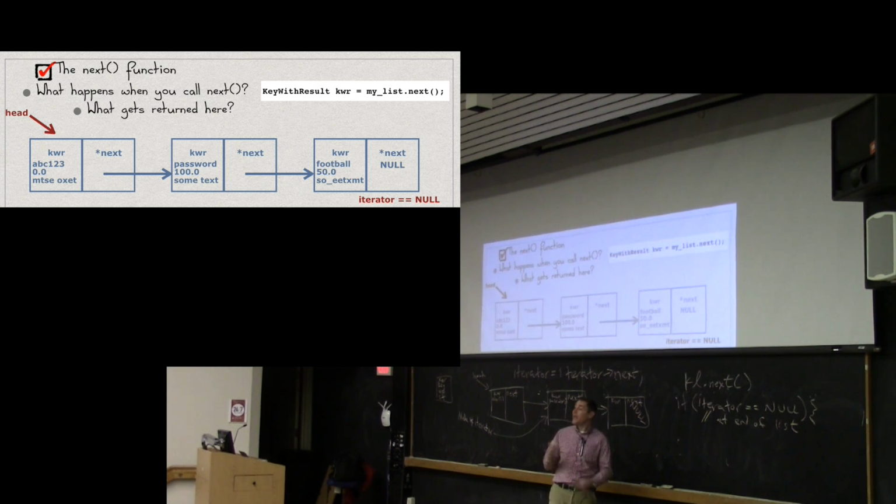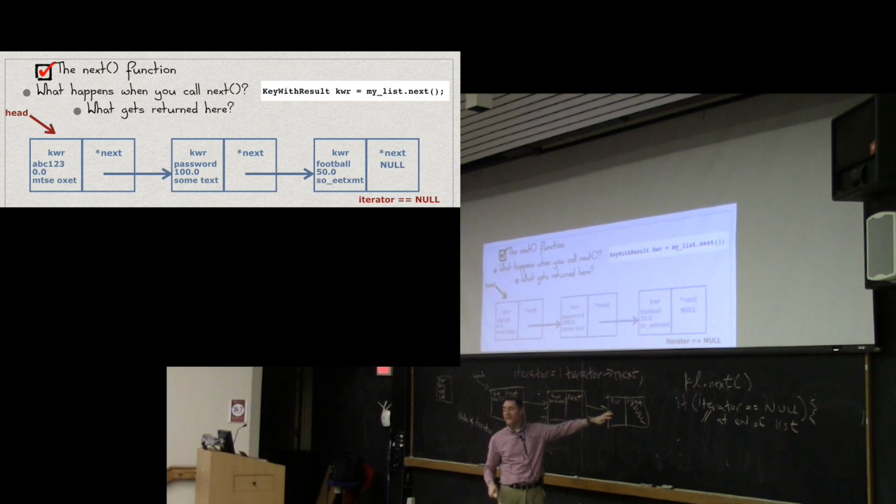By the way, you can't just say return iterator arrow this and then iterator gets iterator next. Any idea why you can't do that? Yeah. Because return breaks out of the function. Once you return, you're out of the function. So you can't return something and then try something else. You can't do that.